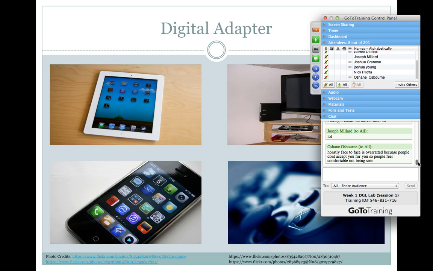O'Shane says something interesting. Face-to-face is overrated because people don't accept you for you, so people feel comfortable not being seen. Yeah, I think there's maybe some truth to that. I think definitely based on what your personality type is like, the online world can be more enriching and fulfilling, and I do like it quite a bit myself.